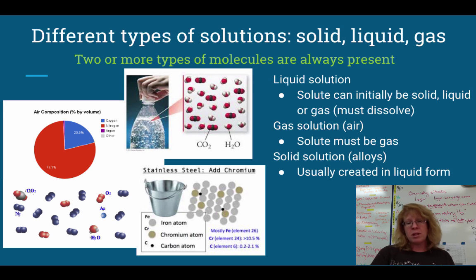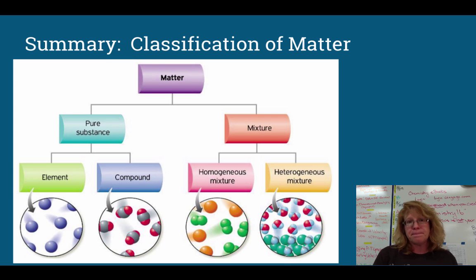Solid solutions, like I mentioned on the previous one, alloys are a really good example of a solid solution. Usually they're created as liquids. We melt the metals first, mix them all together, and then kind of freeze them or let them cool down to a solid state. But again, you've got several different types of atoms that are present that are really thoroughly intermixed at the molecular level.